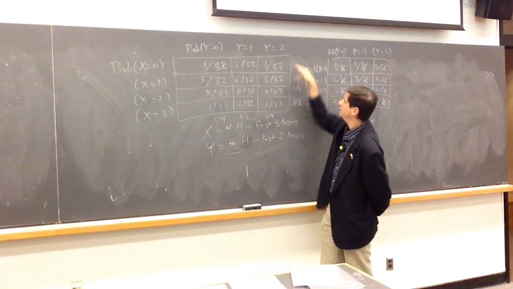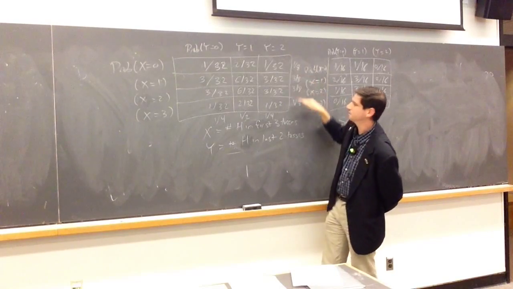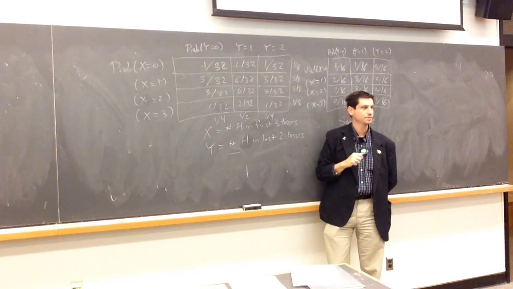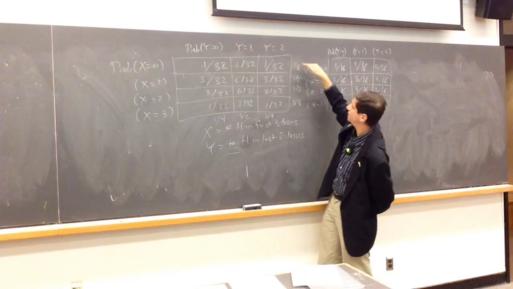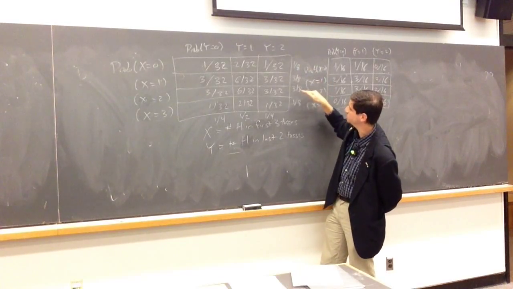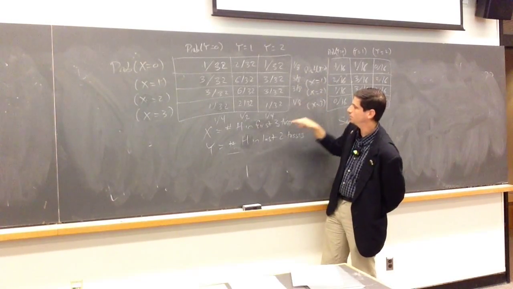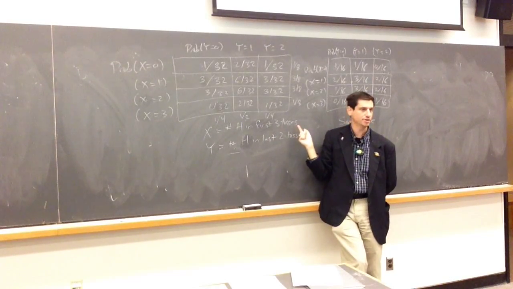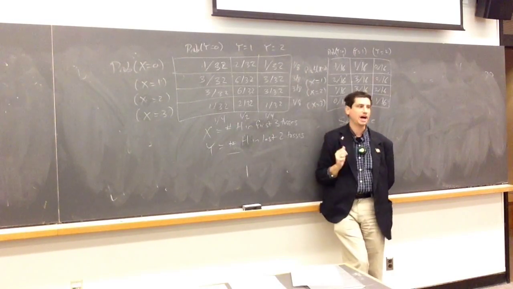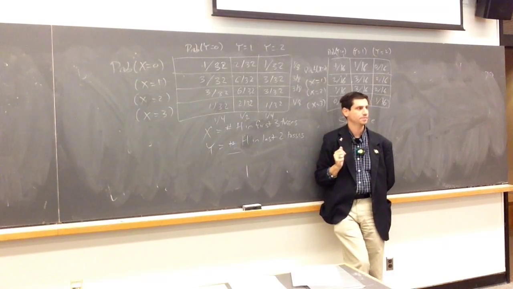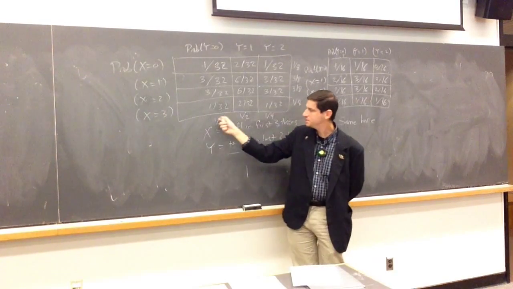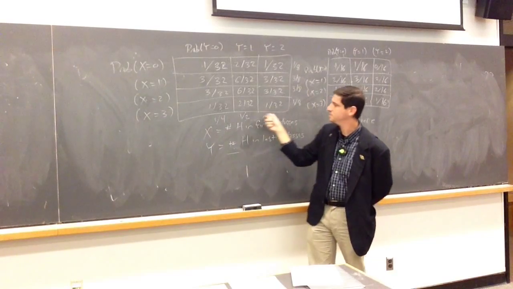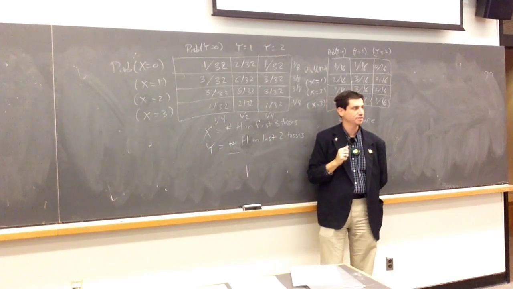Not surprisingly, if I add up all these numbers, what do I get? 1. This tells me the probability x is 0, the probability x is 1, the probability x is 2, the probability x is 3. Well, if x is the number of heads in the first 3 tosses, it's going to be a 0, 1, 2, or 3. So if I sum these 4 values, I have to get 1. What would I get if I sum these 3 values down here?